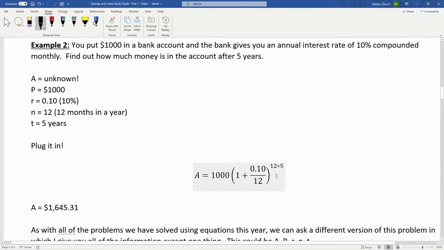Okay, I don't see anything over here but numbers and math symbols. Multiply, add, divide. So then I feel good to go. I plug this into the calculator, and there you go. You put $1,000 in, 10% annual but compounded 12 times a year, and you put it in for 5 years, you'll end up with $1,645 at the end.